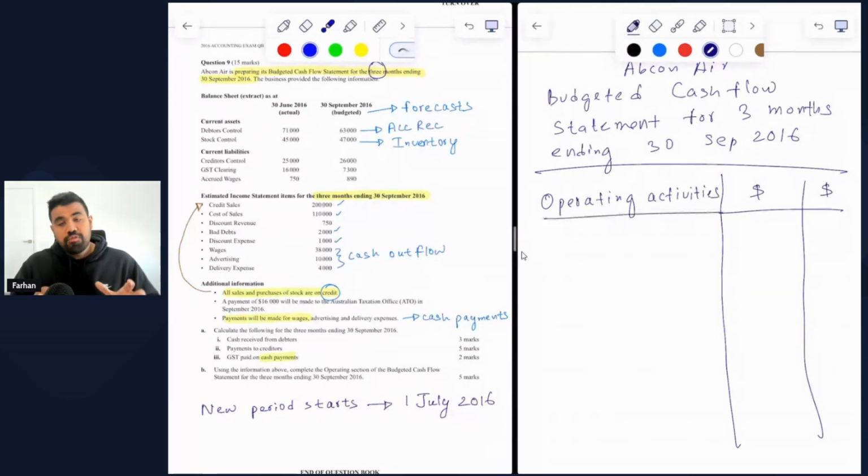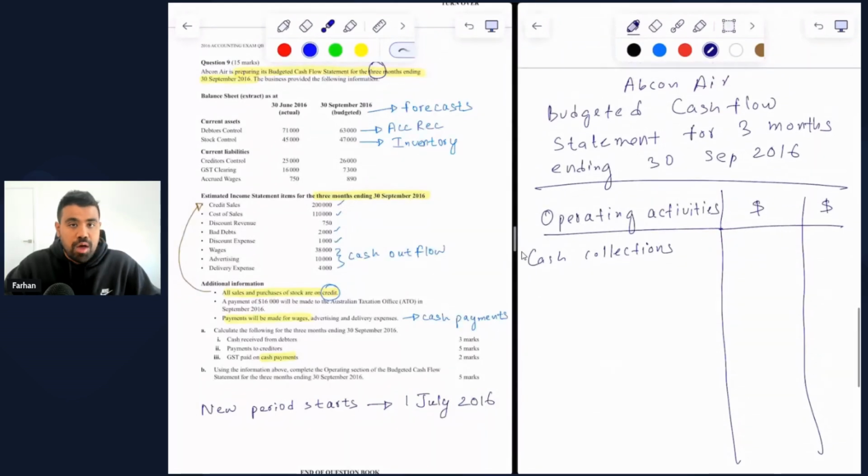So first of all, we need the cash inflows. The cash inflows refer to the cash that we have collected from our debtors or from our accounts receivable. So we're just going to write cash collections from accounts receivable. I'm just going to write cash collections in short, but in the exam, be sure to specify cash collections from accounts receivable. Now, where do we get this amount from?